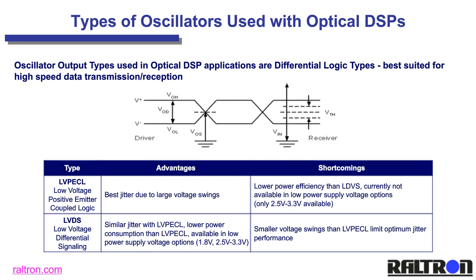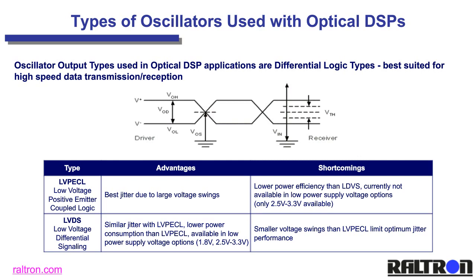So as I said, there are several parameters involved that need to be addressed. LV-PECL is superior when it comes to jitter. The way the protocol is designed, the voltage swings at the oscillator output are relatively large, and because of the larger voltage swing, you have better jitter performance, of course. However, the power efficiency is less, because in order to generate the wider voltage swing, you need more power to do that.